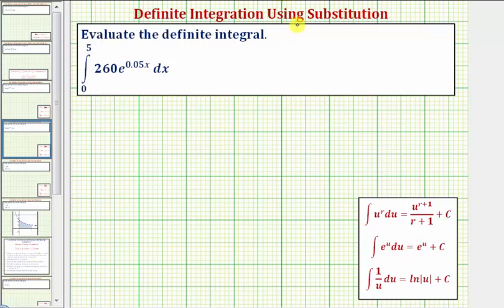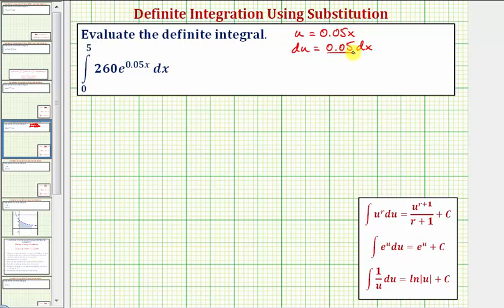So we'll let u be equal to the exponent of 0.05x, and therefore differential u is equal to the derivative of 0.05x with respect to x times dx, which would be 0.05 times dx. Notice how we don't have 0.05 dx as part of our integral. We just have a dx here.